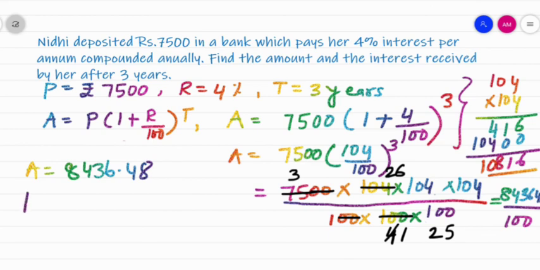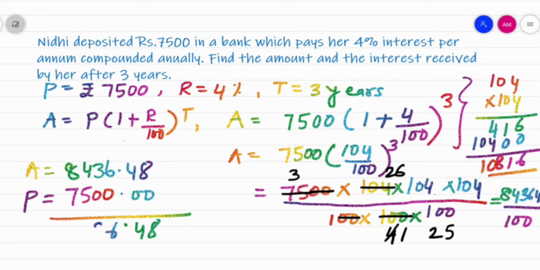Now what was your principal amount? Principal amount was rupees 7500. So when you subtract it, you will get 936.48. So your compound interest is 936.48.